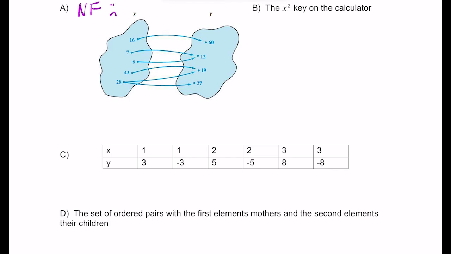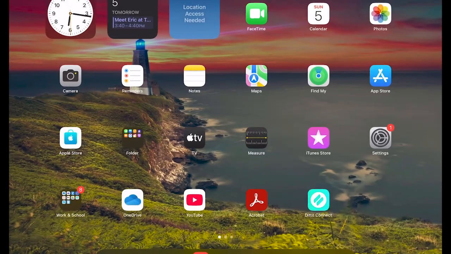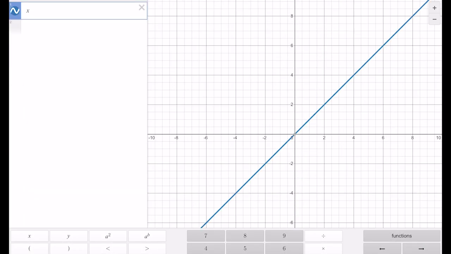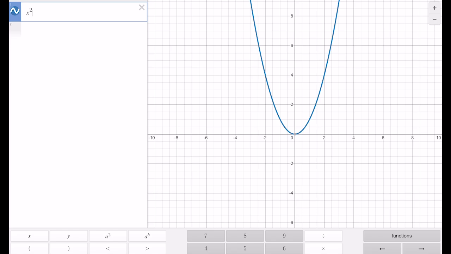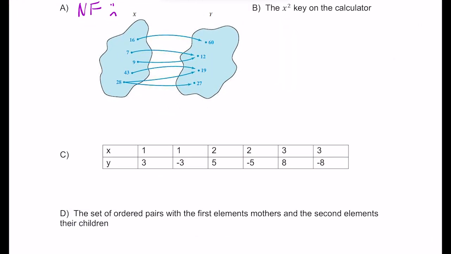B, if you were to look at the x squared key on a calculator, so if I was to graph x squared, I'll just go to Desmos and type in x squared, you get a parabola. And this is a function because it produces one y value for each x value. No matter what x you go to, you can go up and hit the graph and you'll get a y value. So that is a function.